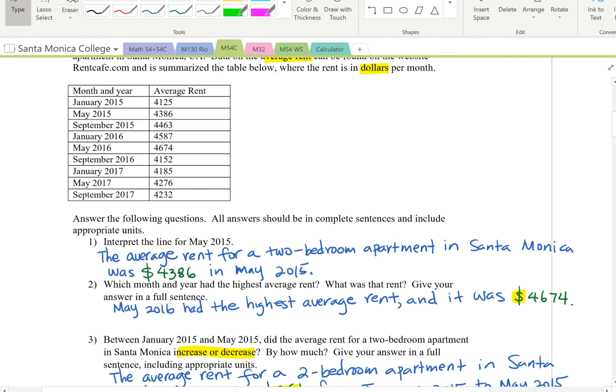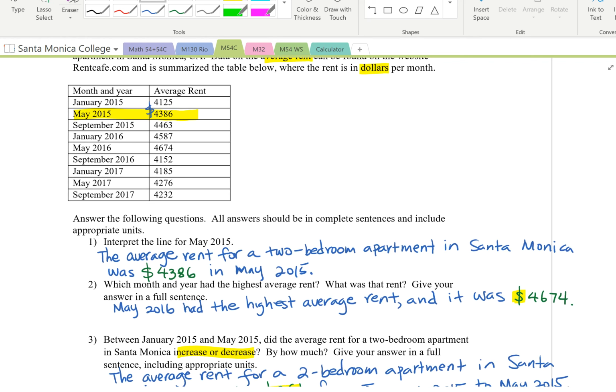So let's do the first one. Interpret the line for May 2015. The table here is the average rent for that month, so the unit here is dollars, and that's the cost for a two-bedroom apartment in Santa Monica, California. To interpret that, I could say the average rent for a two-bedroom apartment in Santa Monica was $4,386 in May 2015. I just write the line down in a complete sentence.